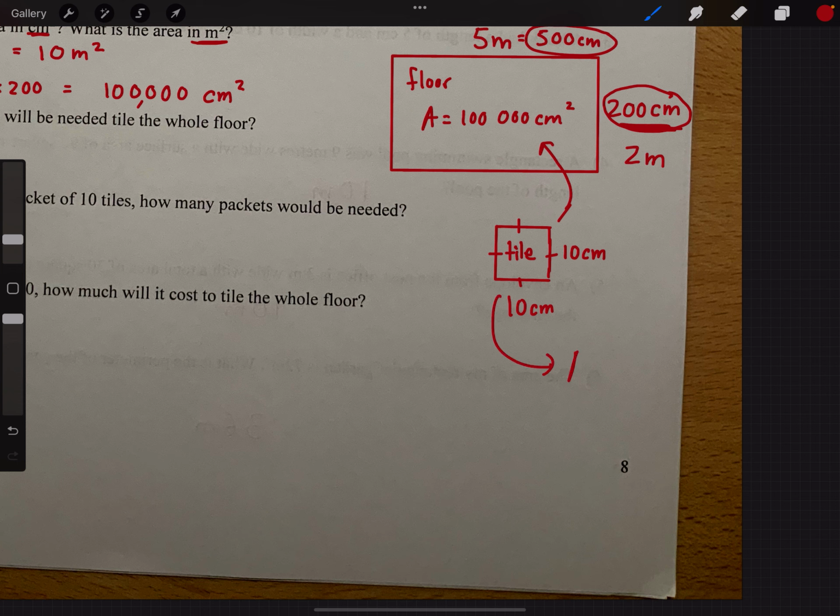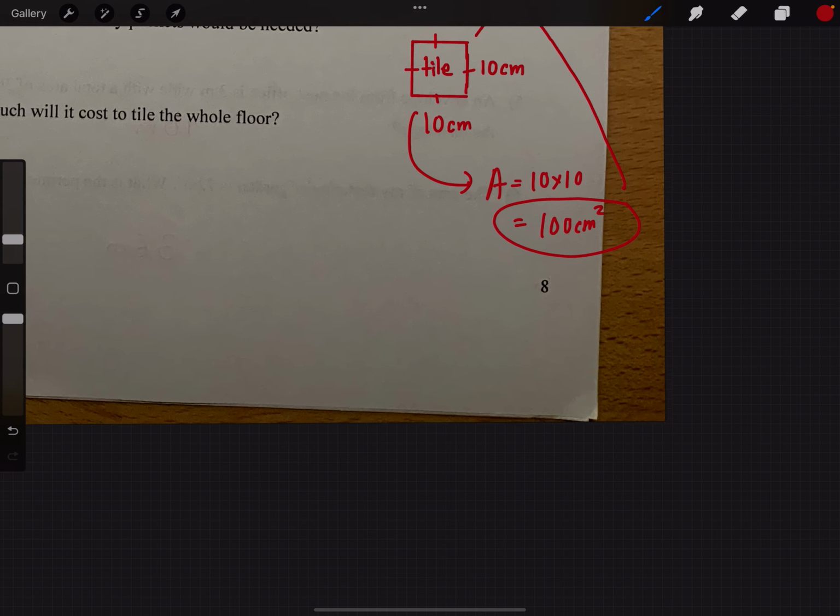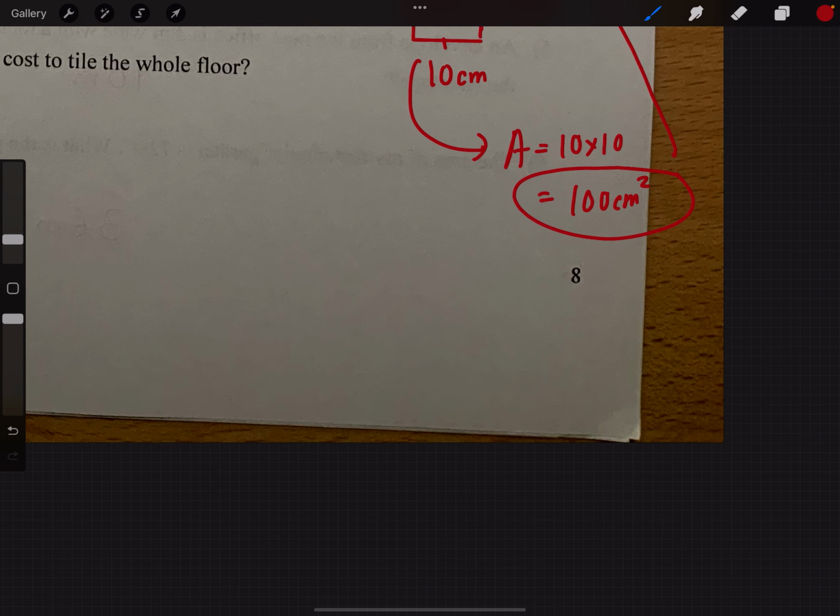The area of the tile is equal to 10 times 10, and that's equal to 100 centimeters squared. So how many of these 100 centimeters squared is going to fit into 100,000 centimeters squared? How do you find out how many times a certain number fits into another number? For example, a simple example: how many twos will go into, let's say, 8? We say 8 divided by 2 equals 4. There's 4 of those 2s going into 8.